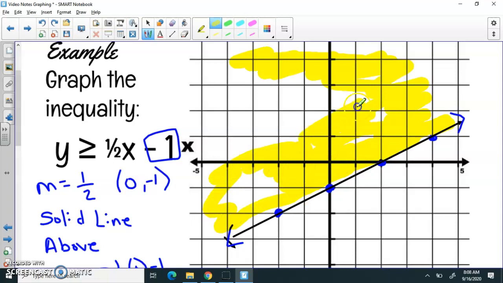Now, what is the difference between a solid line and a dashed line? In this case, the solid line includes all the answers. If I pick any ordered pair in this shaded region, it will make this statement true. I can also pick anything that lies on this line. Whereas with the dashed line, if something lay on the line, it would not be true, because it would end up being equal. So that is the difference.